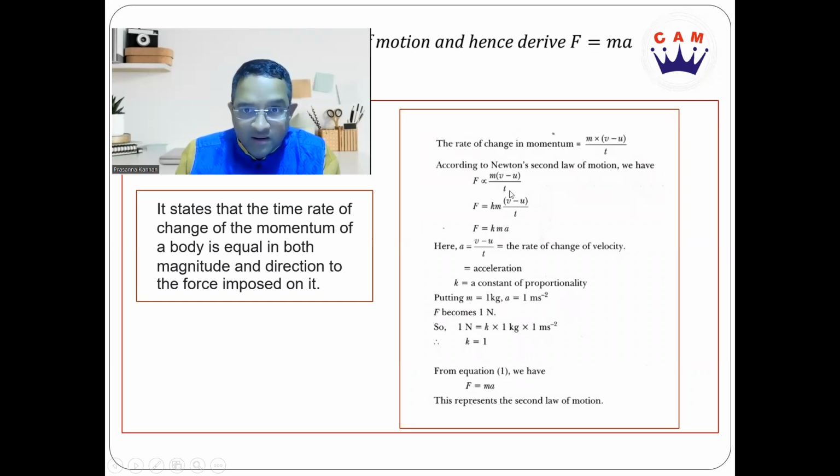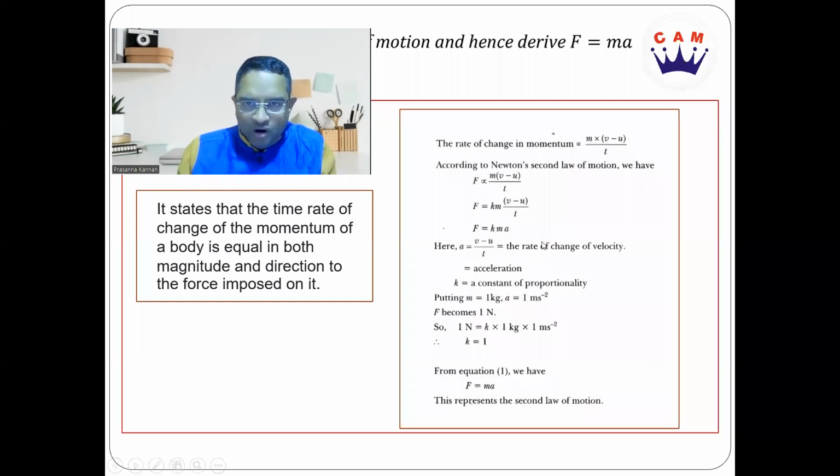According to Newton's second law, F is directly proportional to the rate of change of momentum, so that's m into v minus u by t. Proportionality can be replaced with k, so it becomes F is equal to k into m into a, where a is v minus u by t, the rate of change of velocity, which is acceleration, and k is a constant of proportionality. When you substitute m is equal to 1 kg, a is equal to 1 meter per second square, F becomes equal to 1 Newton. So you will find the value of k as 1, and resubstituting that back in the equation, we get F is equal to ma.